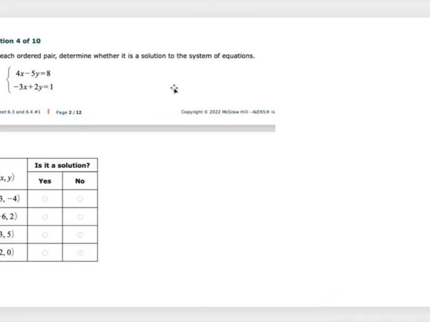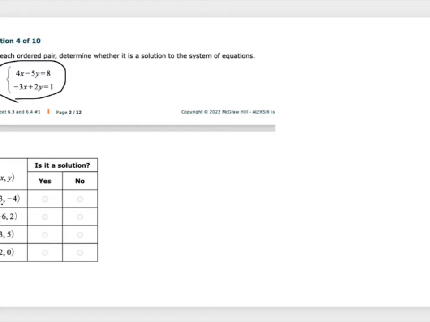Let's try number 4 and see if we can do that one here. All right, so here we have another system. It says for each ordered pair, determine whether it is a solution of the system. So we have ordered pairs down here, and we have our system right here. Now, if it is a solution, then negative 3, negative 4 will fit into both equations and make them true. So yes, we have to try each point into every equation.